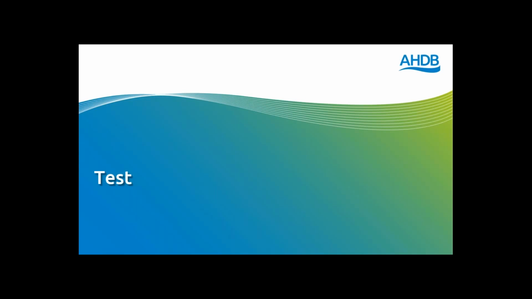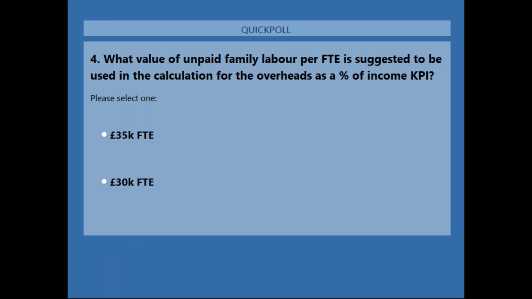Okay, number 4. What value of unpaid family labour per full-time equivalent is suggested to be used in the calculation for the overheads as a percentage of income? So what value should we attribute to unpaid family labour when we're trying to calculate the overheads as a percentage of income?